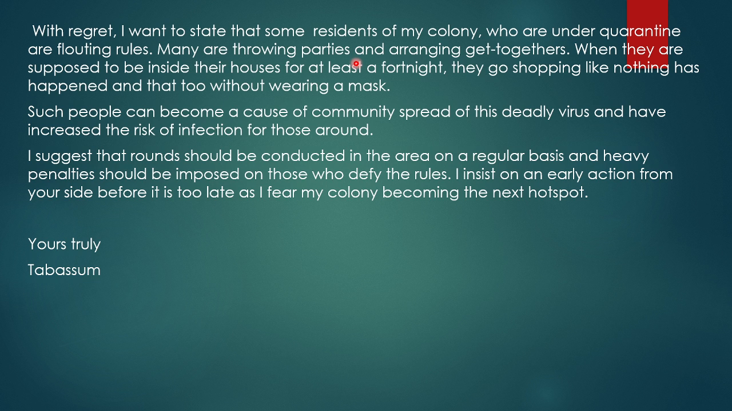So the problem is that some people in your colony are supposed to be under quarantine, but they are not following the rules. They are enjoying themselves, going out of the house, partying. So therefore you've decided to write a letter to the SHO.